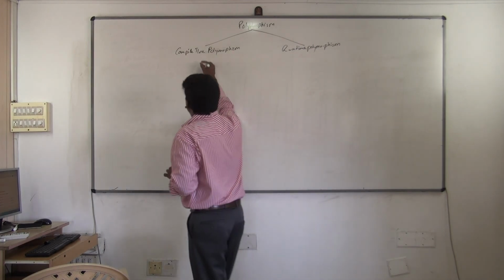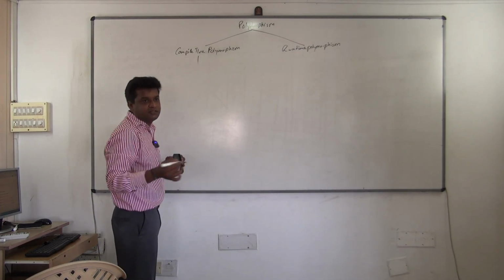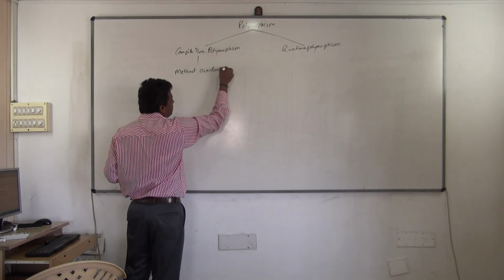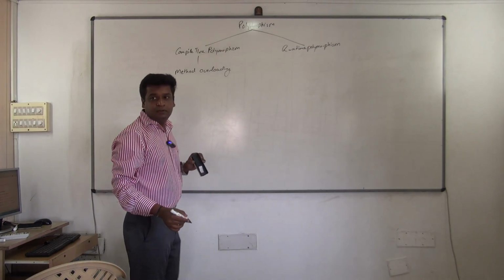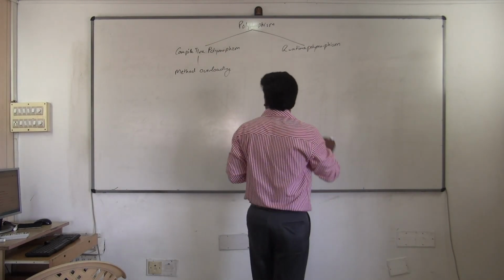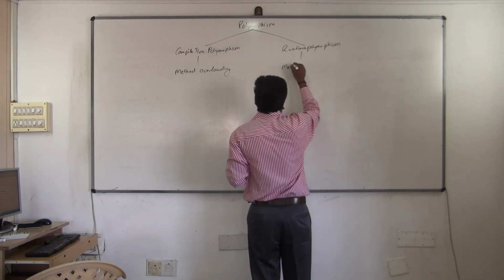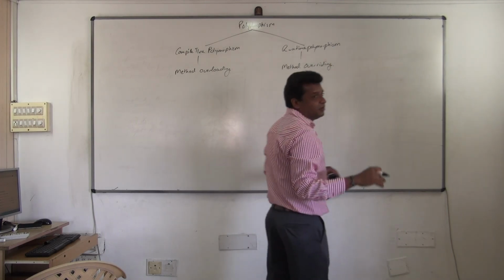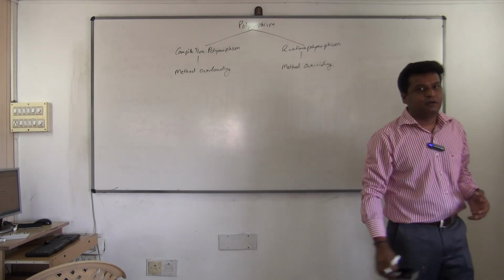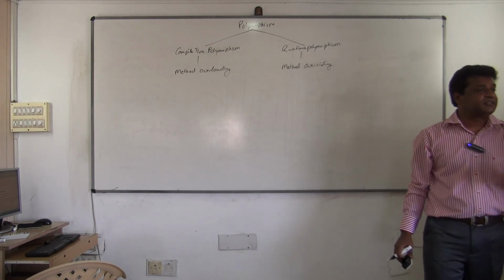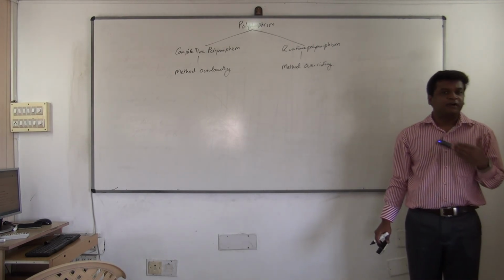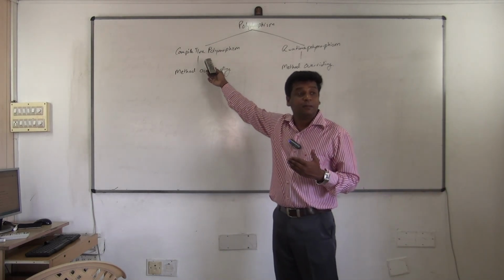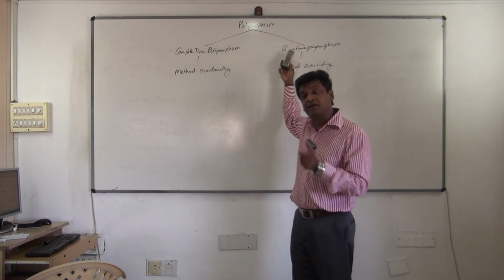Now, how does Java support compile time polymorphism? It supports that with the help of method overloading. This is how Java supports it. Understood? And how does Java support runtime polymorphism? With the help of method overriding. First of all, what is compile time polymorphism? Compile time polymorphism means which method to execute is decided at compilation time. Runtime polymorphism means which method to execute is decided at runtime.